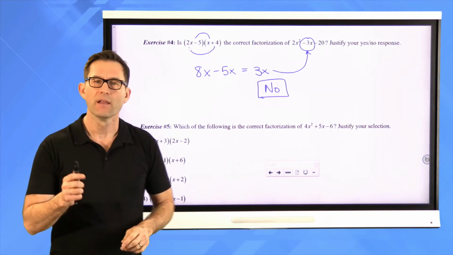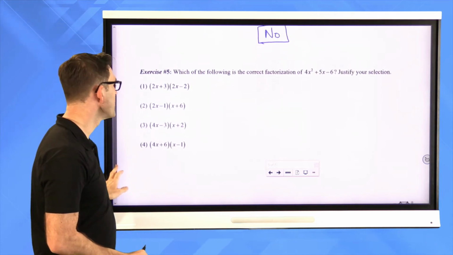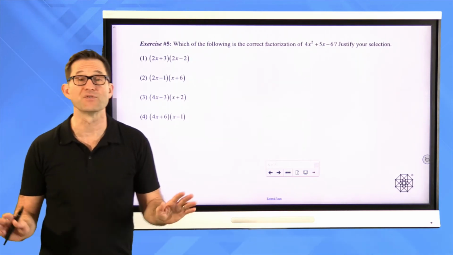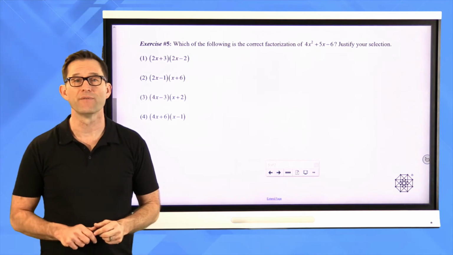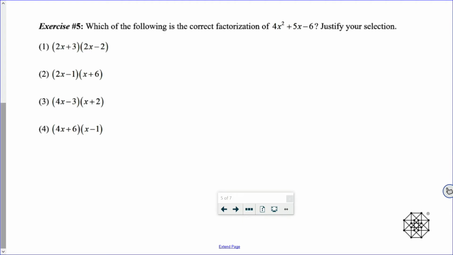Let's see if you can handle this in a multiple choice setting before we go on to some free response, which is definitely the hardest. Exercise number 5. Which of the following is the correct factorization of 4x squared plus 5x minus 6? Justify your selection. Okay, awesome.